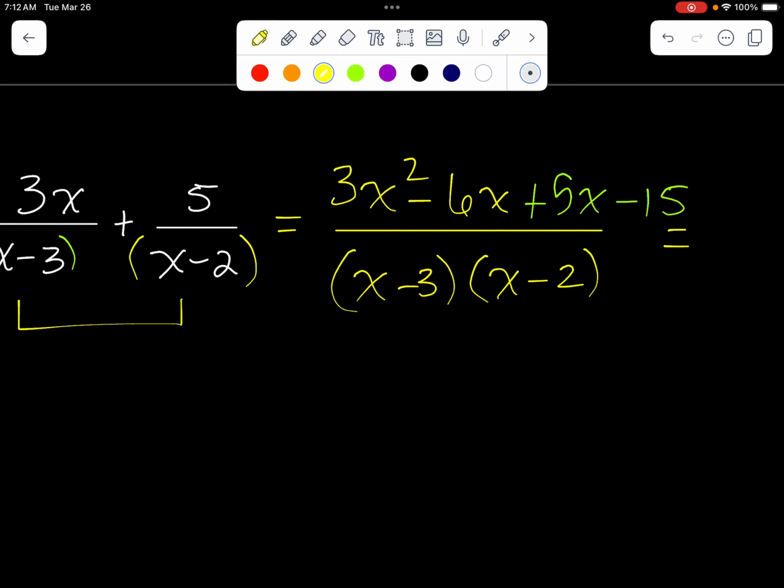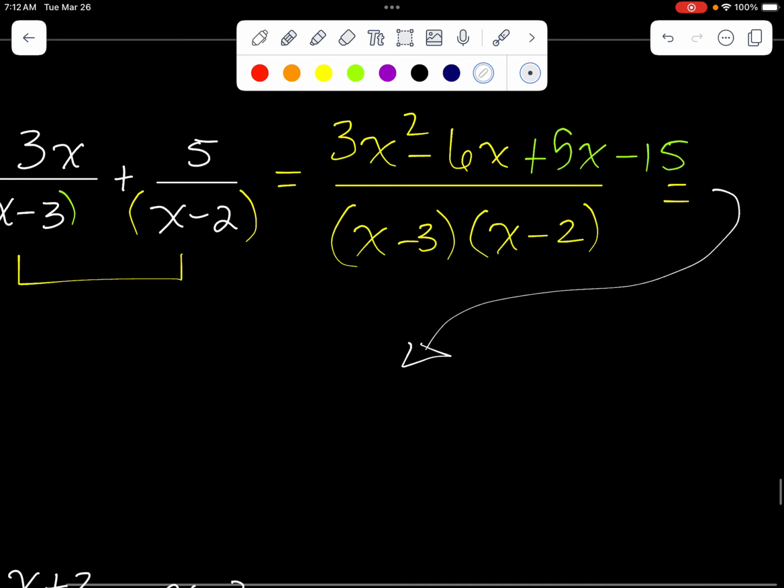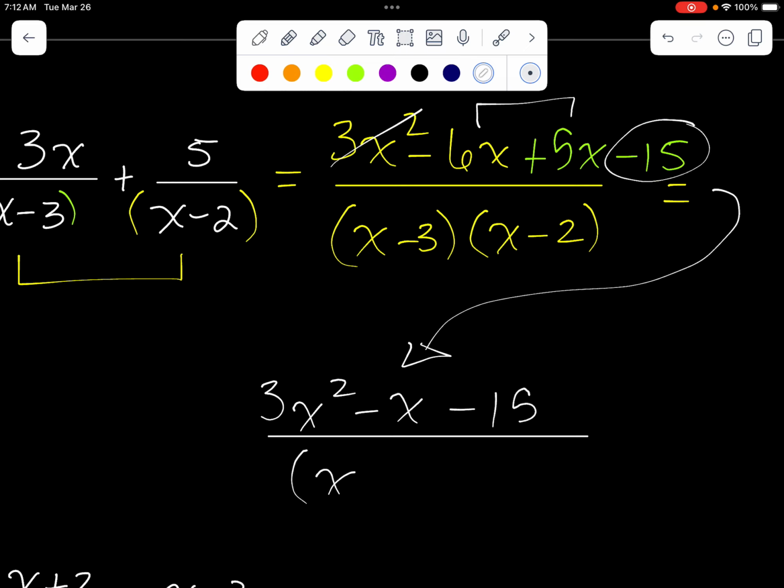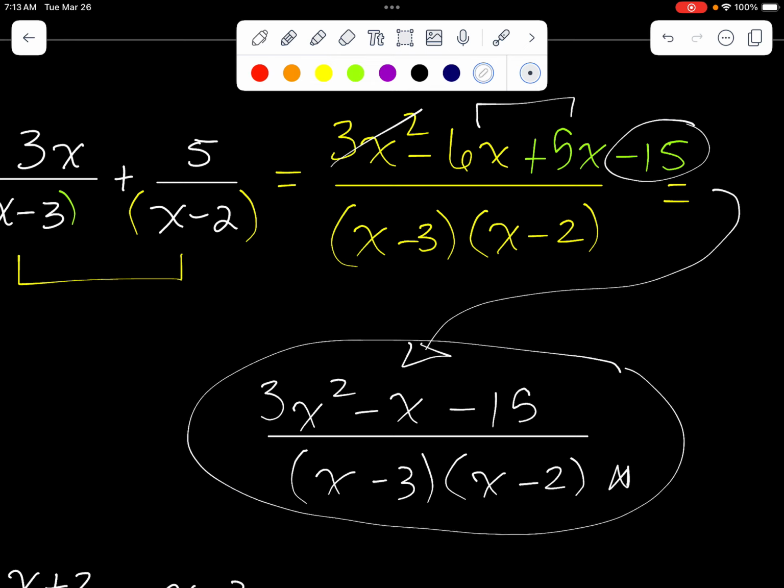Once you get done with that, let's combine like terms up at the top. So let's look right down here. We're going to draw a new fraction bar. Let's combine like terms. We'll start with 3x squared. So 3x squared is by itself. We're done with that. Put our x's together. Negative 6 plus 5 is negative x. And I only have a negative 15, so that negative 15 will go by itself. And we'll put that over our factored denominator of x minus 3 times x minus 2. And this would be our answer. Sometimes they will multiply out the bottom, or sometimes they'll factor out the top, but in this case, we're just going to leave it in this form here.